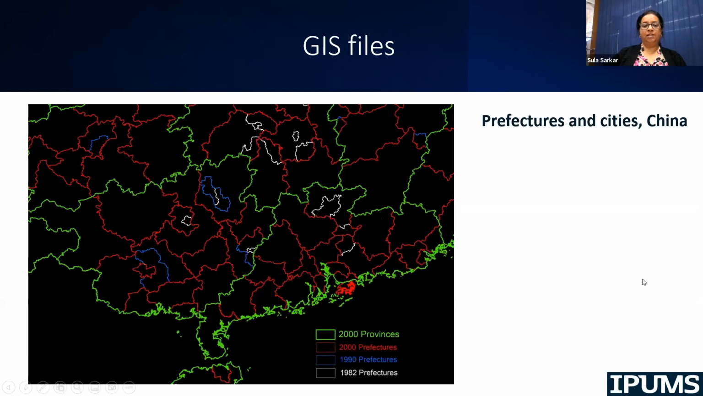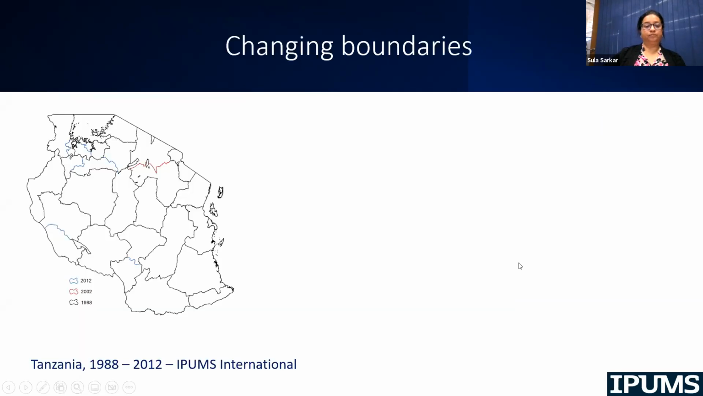So what you get as your end result, here is an example from China. You have GIS files. The green lines are the first admin level of geography, it's provinces. And then you have prefectures from 82, 90, and 2000. If they had all lined up, you would have just seen 1 color on top of another.